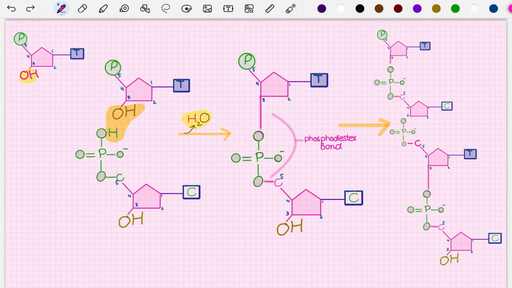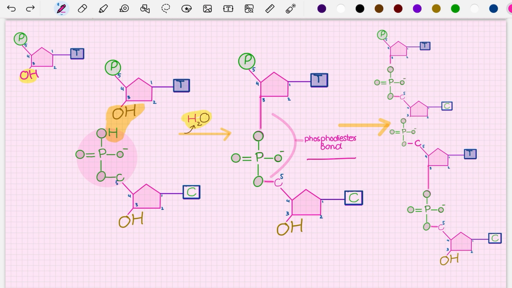In this lecture, we will discuss what a phosphodiester bond is and how it forms. A phosphodiester bond is a covalent bond formed between the phosphate group of one nucleotide and the hydroxyl group of the other nucleotide. This bond creates the sugar-phosphate backbone of DNA as well as RNA.